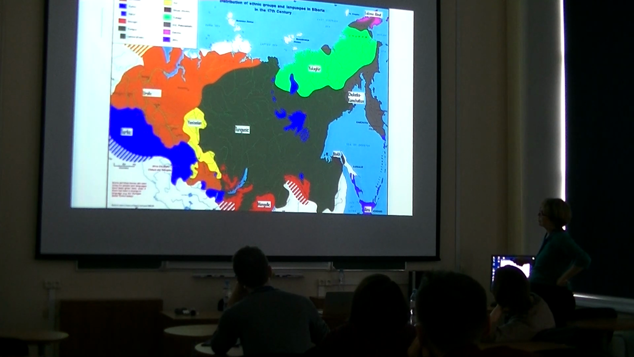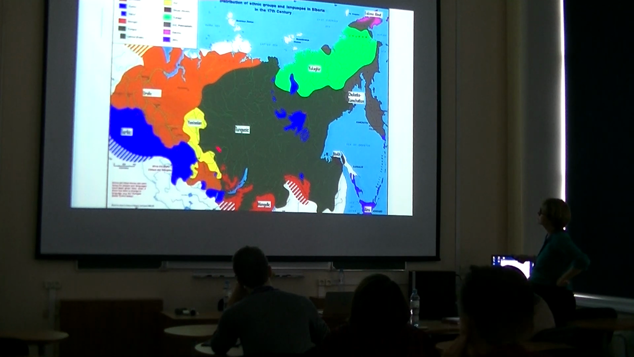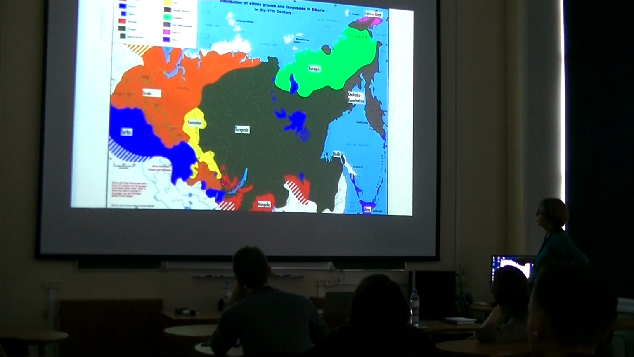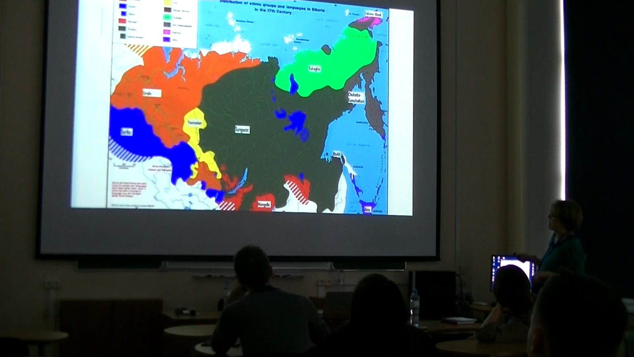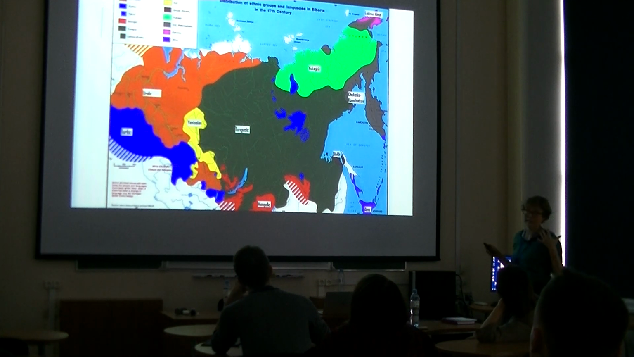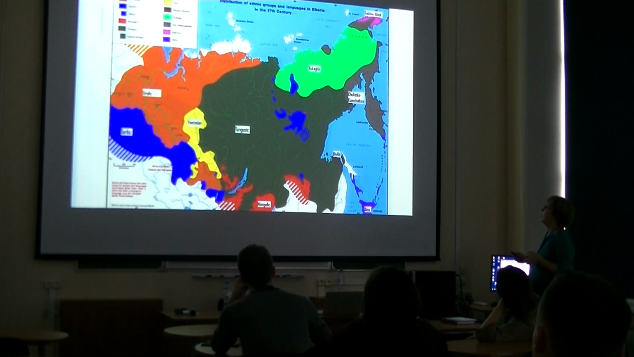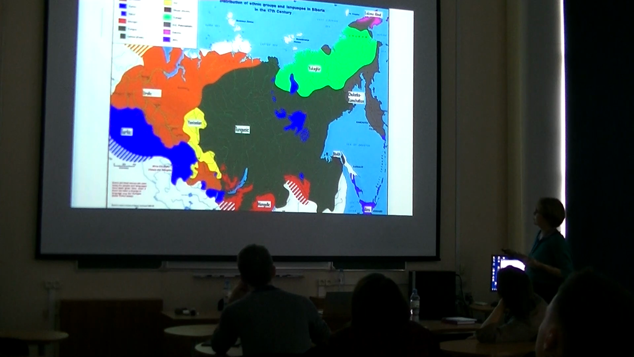We have Yeniseian languages in yellow. We have Tungusic languages in green. Mongolic languages in red. Yurak languages in yellow and greenish. And then some Chukotko-Kamchatka in gray and Eskimo-Aleut in pink. And this is the Taimyr Peninsula. And you see that basically the northern part of it is uninhabited just because it's too far north and people cannot live there. And this is the 17th century.